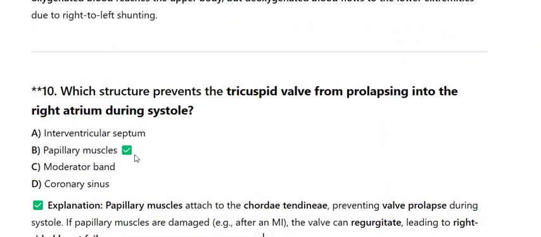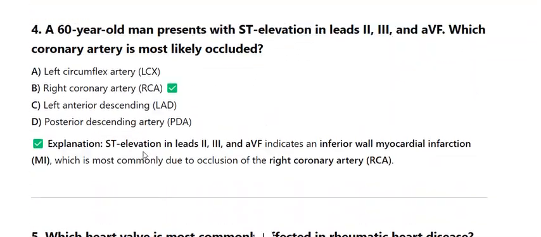Questions related to the heart, along with detailed explanations for each answer.